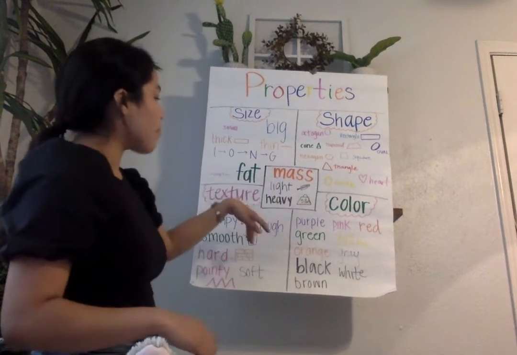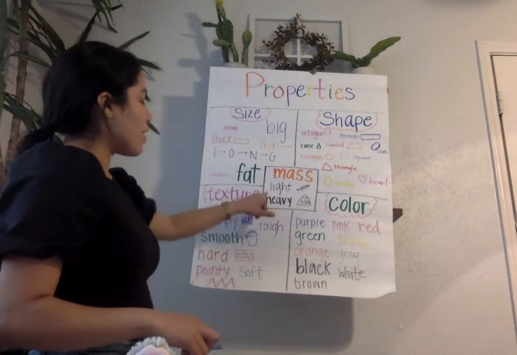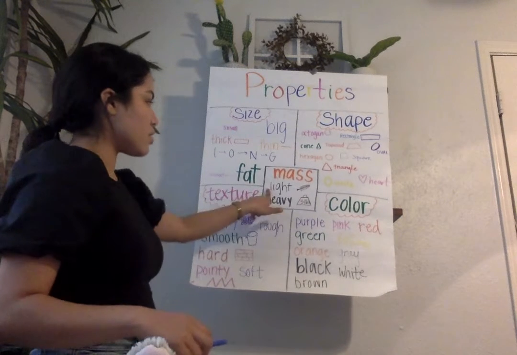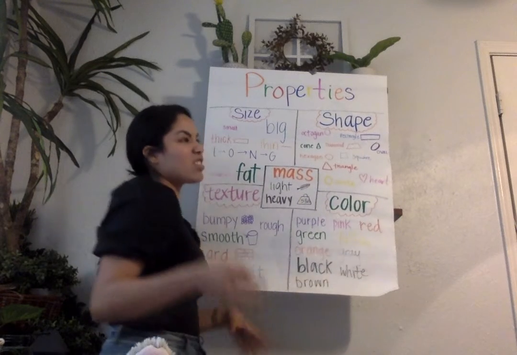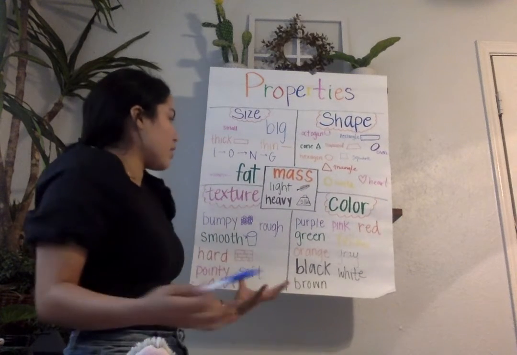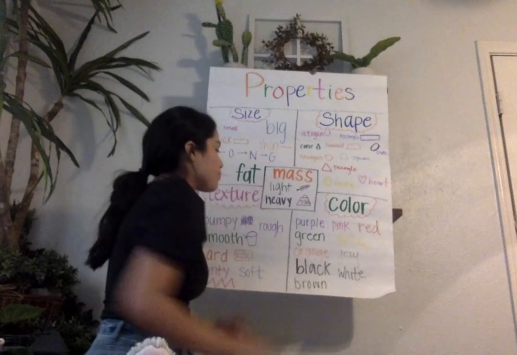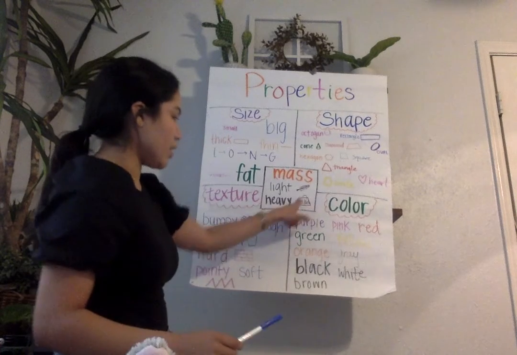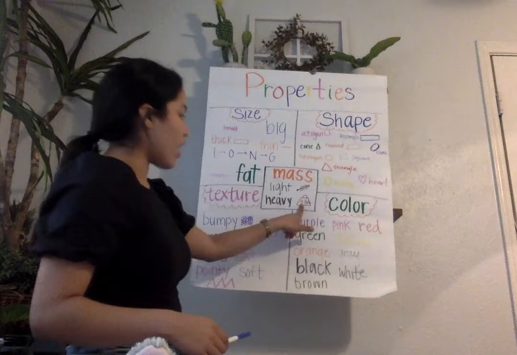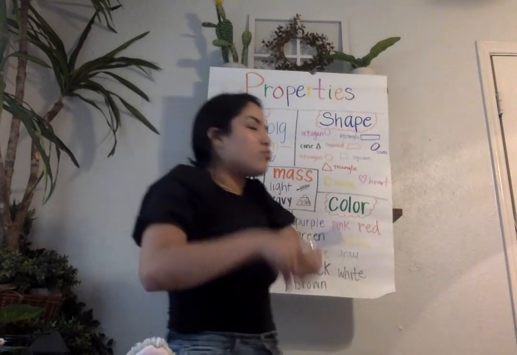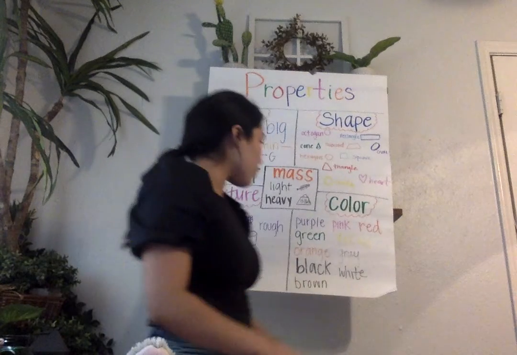So next we have mass. So for mass, we have the word light and heavy. So something that is light, so here I drew a picture of a feather because a feather is very light. It doesn't weigh anything, right? So it's very light. And something that is heavy. So here I drew a weight. It says 5 pounds, and it's something that you pick up and it's heavy, a weight, right?